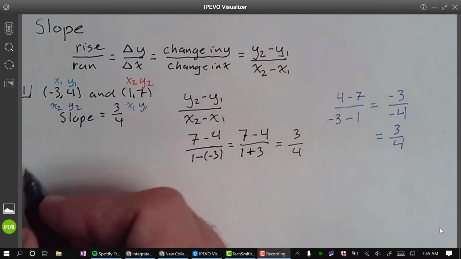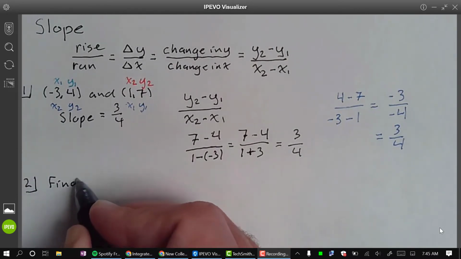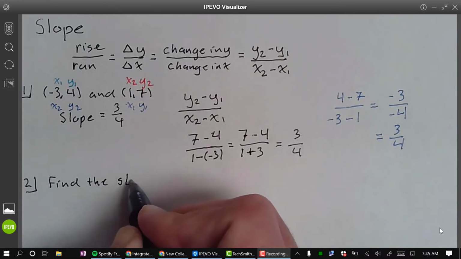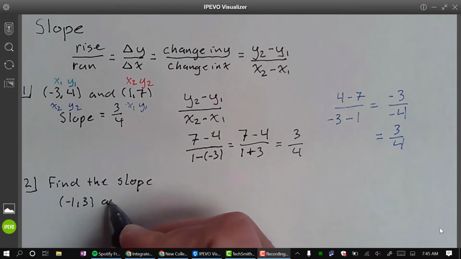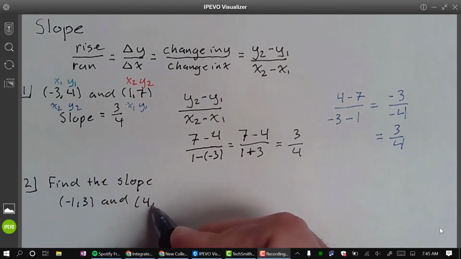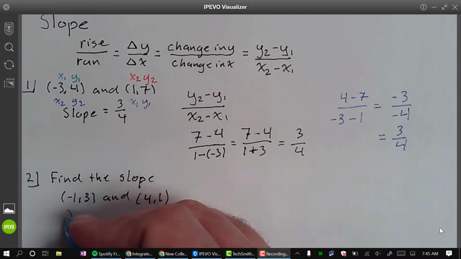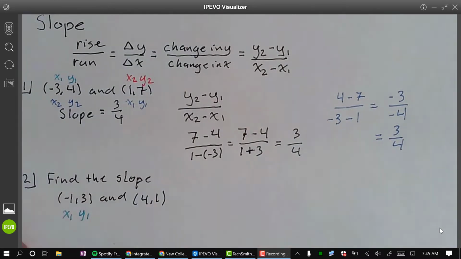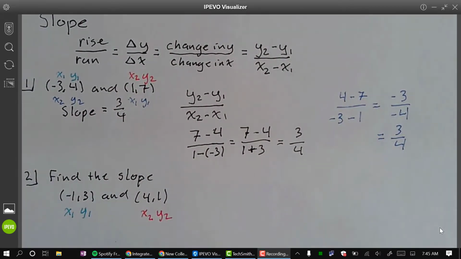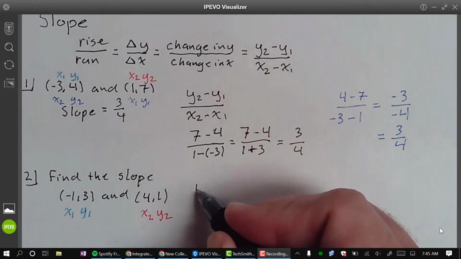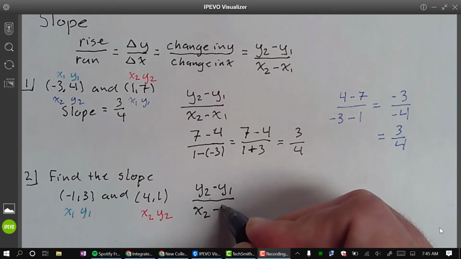Let's try another problem. Find the slope. -1, 3, and 4, 1. So this is going to be my x1. This is going to be my y1. This is going to be my x2. This is going to be my y2. So let's go ahead and plug these into the formula. The formula is y2 minus y1 divided by x2 minus x1.